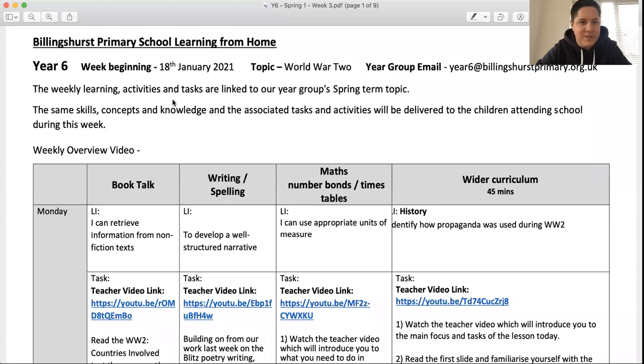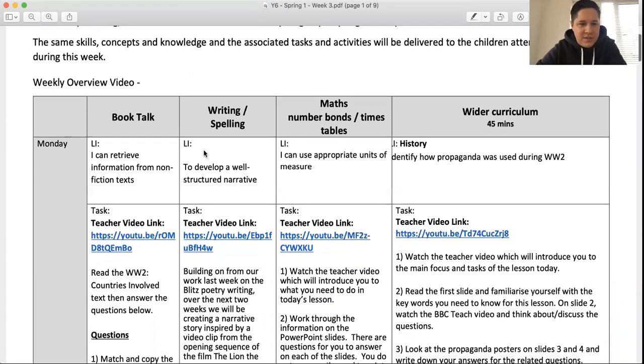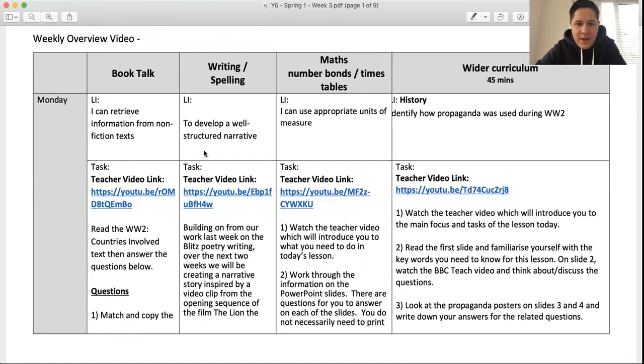Okay, so you should be able to see that this is the planning for the week beginning the 18th of January. And we're going to start off on our Monday with some history in the afternoon. We'll have a look at that first. Okay, and that should say identify how propaganda was used during World War II. So we're going to look at a range of posters this week that were from the time, and you're going to have a see if you can work out what their aim was and what they were produced for.